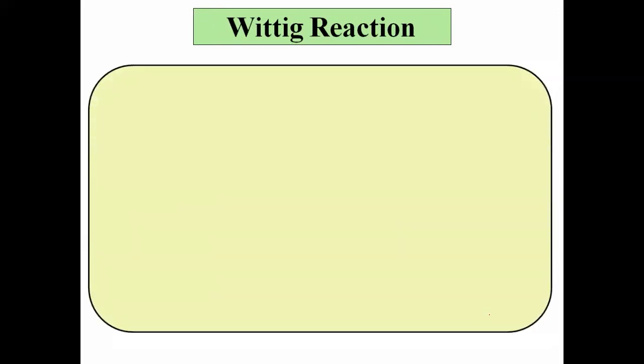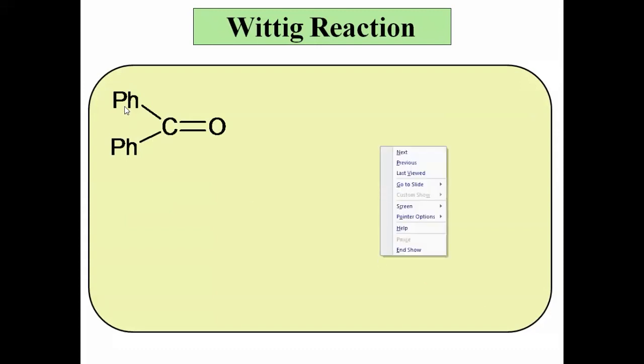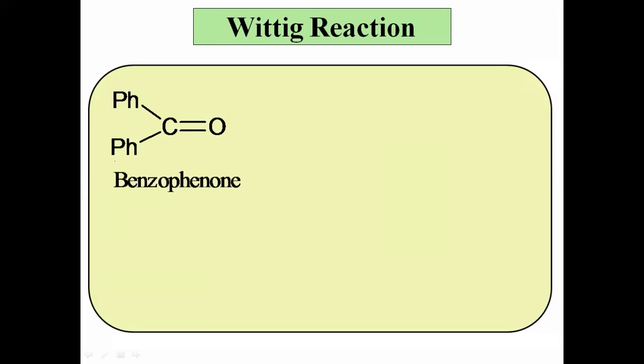Actually, in the first slide, we have studied a simple example of the Wittig reaction. I will take one more example. This is again an example of a carbonyl compound, Ph C double bond O Ph. Ph means phenyl group. This is an example of a ketone, and the name of this ketone is benzophenone.